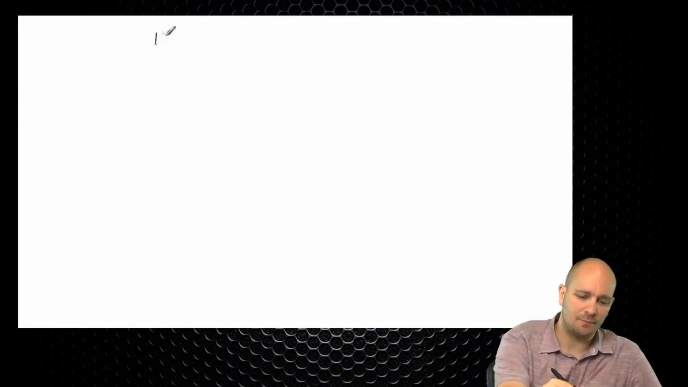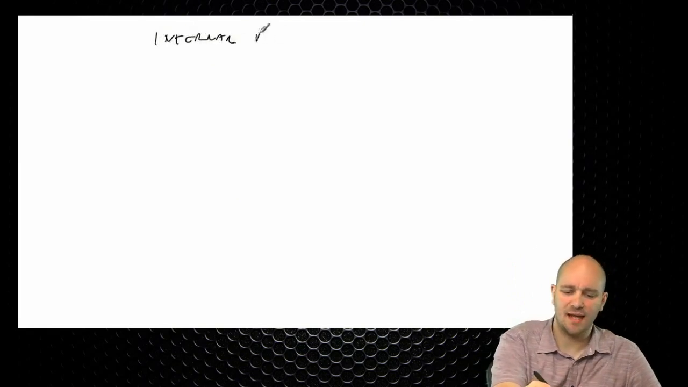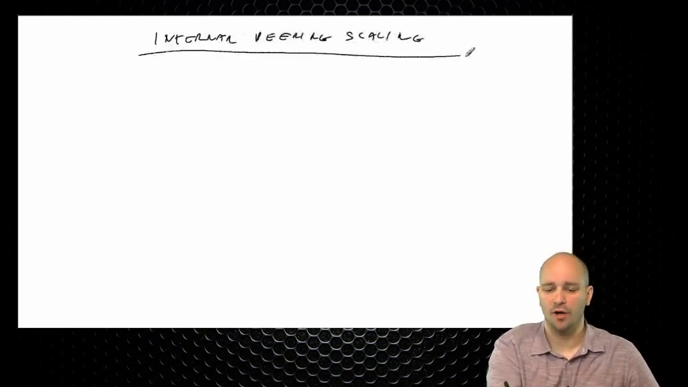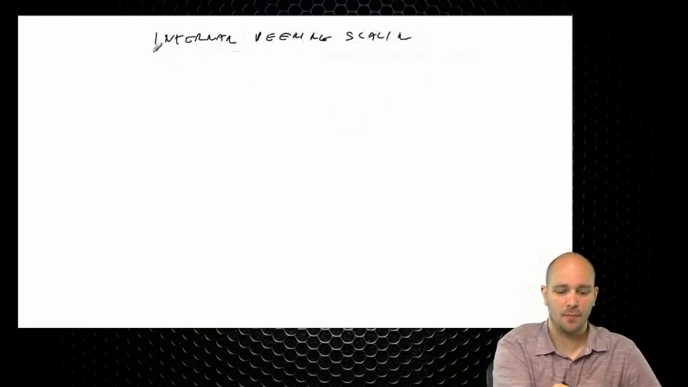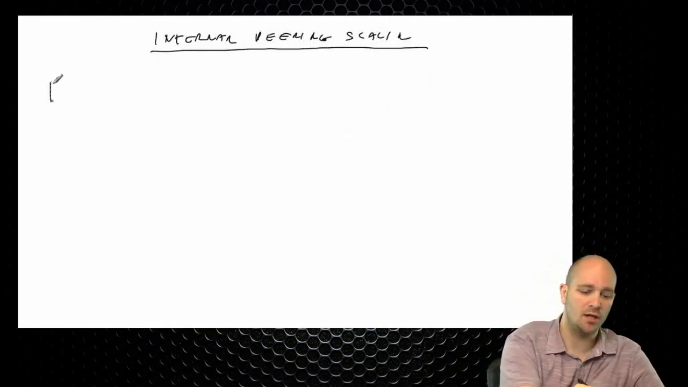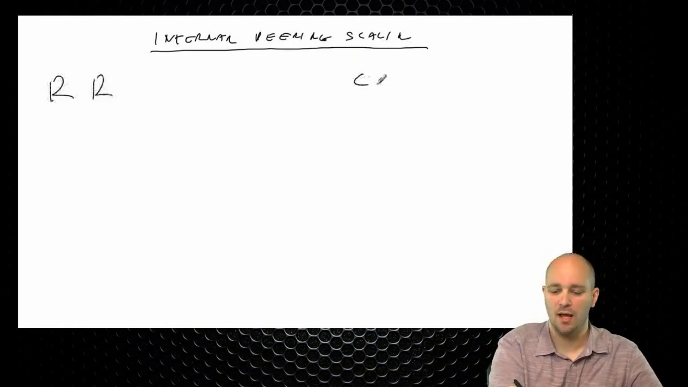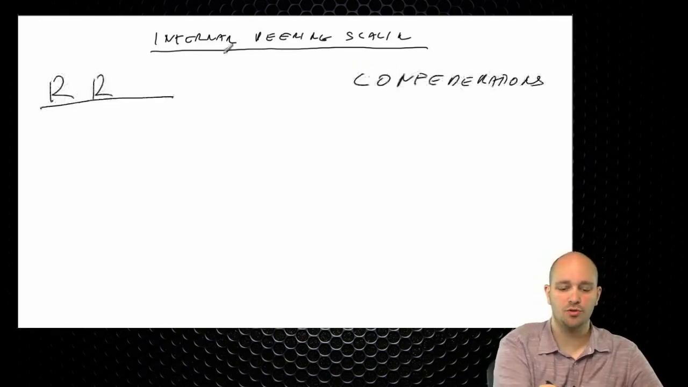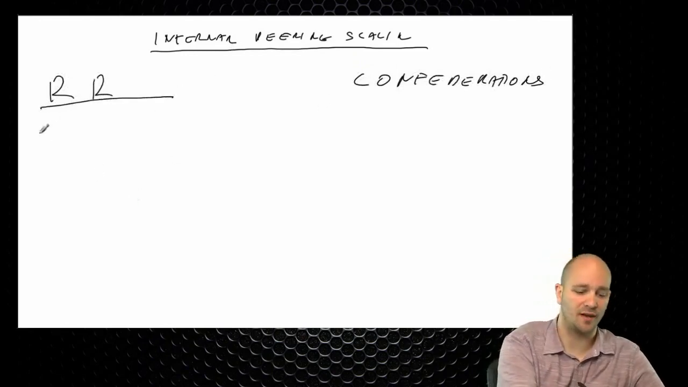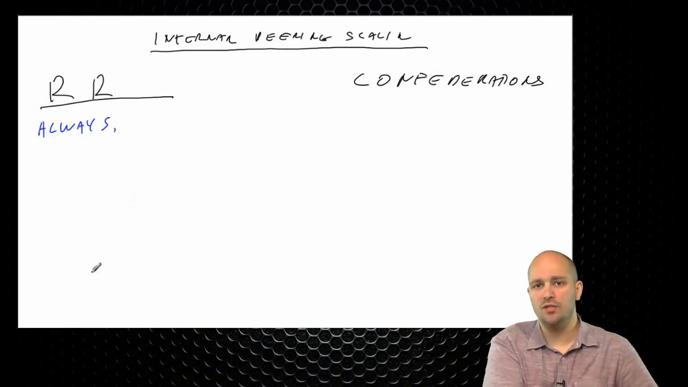So let's say here, internal peering scaling. So this is just going to be a quick guideline for the scaling of internal peerings. So we have two options here. One is to use the route reflectors and the other one is to use confederations. Now, when you can use route reflectors and when you should use route reflectors, the answer is very simple: always. You can always use route reflectors.